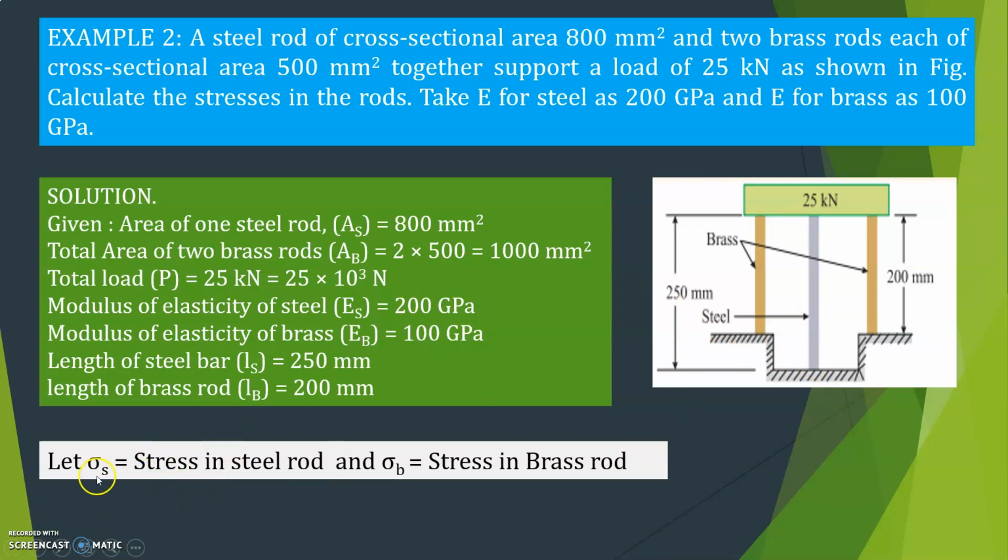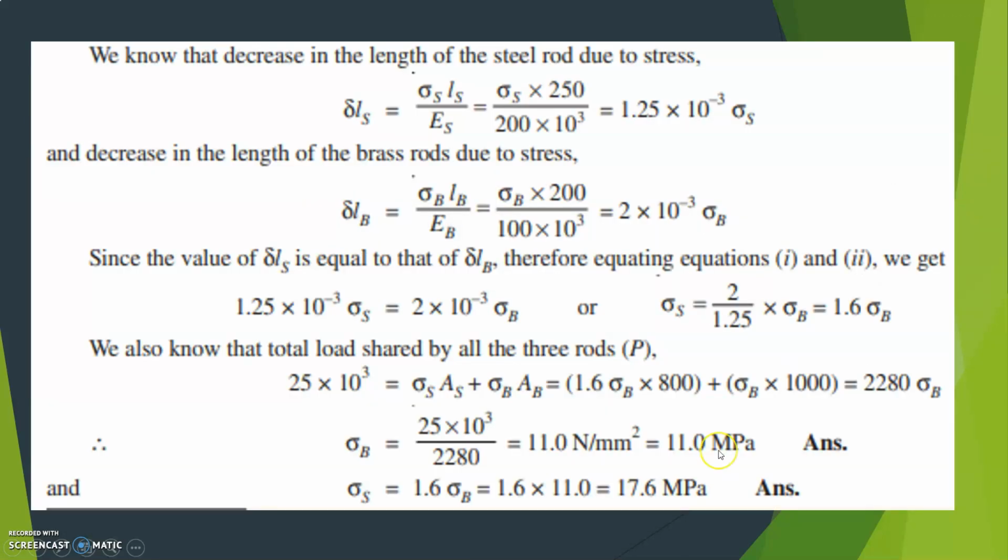So let us consider sigma S is stress in the steel rod and sigma B is stress in the brass rod. How can we calculate stresses? As I told in the last class, you have to remember 2 points while solving the problems. What are those? First point is the deformations are equal in both the rods, and second point is the total load is equal to the sum of the load shared by the rods, right? So first we will consider the first rule, that is deformations are equal.